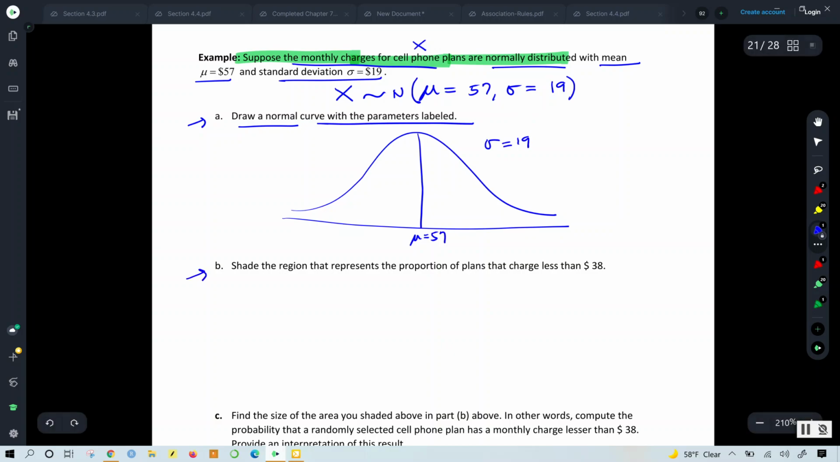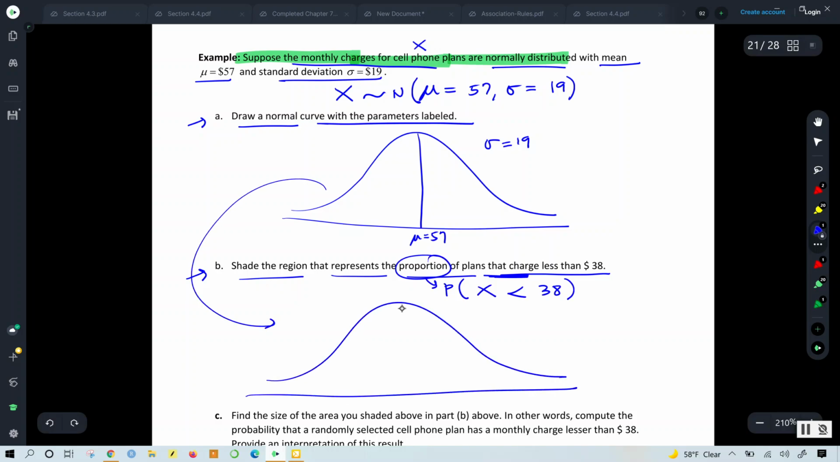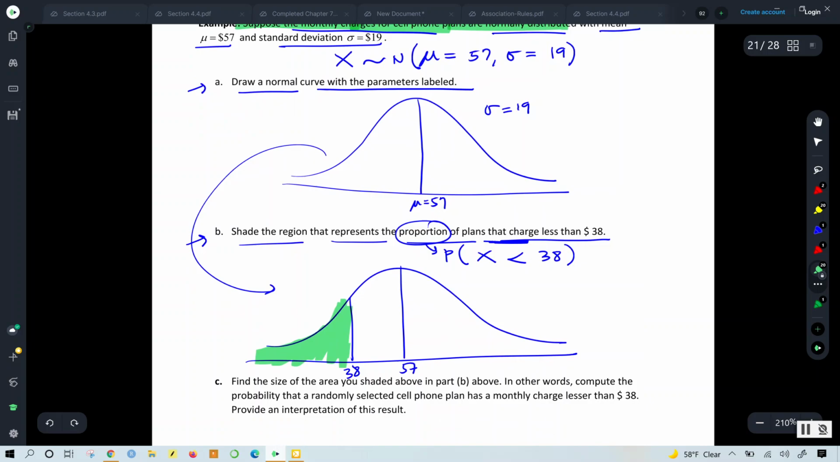Then question B. Shade the region that represents the proportion of plans that charge less than $38. Proportion is synonymous to probability. The number of charges, x, that charge less than 38. So I'll replicate this same graph. So I have 57. I'm going to locate 38 and I'm interested in the region below 38 in this case. We have already shaded that region, which is what the question requires us to do.